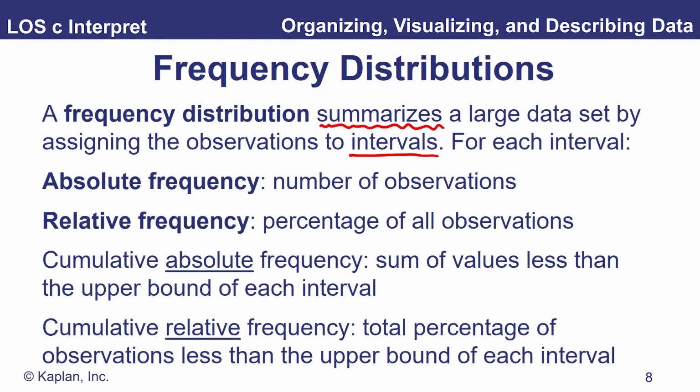Two other measures we're going to look at here, cumulative absolute frequency. Now notice this is the sum of values less than the upper bound of each interval. So how many observations lie below the upper bound of an interval? And then the cumulative relative frequency, which is essentially the total percentage of observations less than the upper bound of each interval. Right, okay, let's do this with some data. Let's make it come to life with a bit of a numerical example.